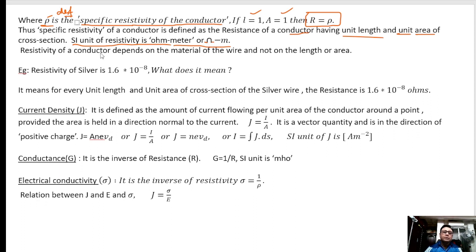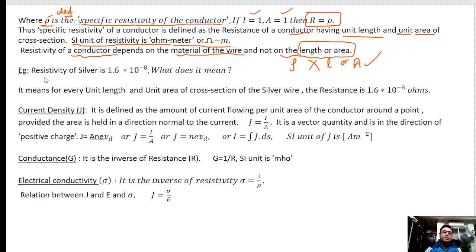The resistivity of a conductor depends on the material of the wire and not on the length or area. This is important: resistivity will not depend on the length or area of the conductor.